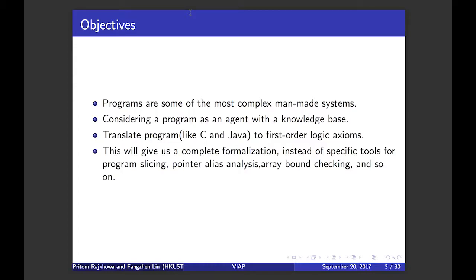In computer science, how to represent and reason about computer programs has been a major concern since the beginning, as programs are some of the most complex man-made systems. So in our research work, we consider the program as an agent with a knowledge base. Then we translate the program to a set of first-order axioms, which will give us a complete formalization.